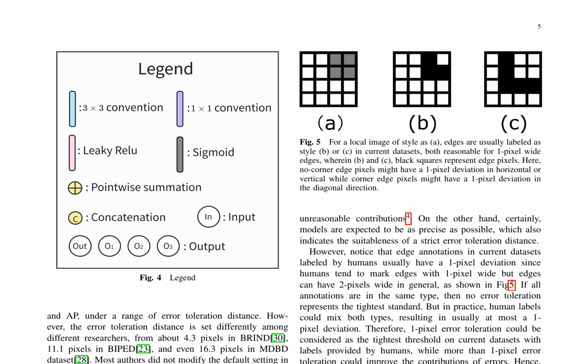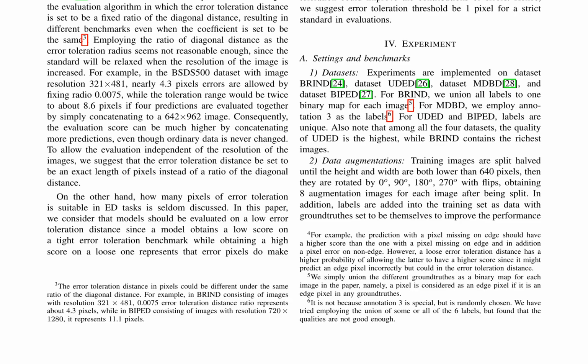The paper presents experiments on various datasets, including BRIND, UDED, MDBD, and BIPED, with specific settings and data augmentations. For instance, training images are split and rotated to obtain 8 augmented images for each image. Labels are added into the training set to improve performance. The authors emphasize the need for a standardized evaluation method that can accurately reflect the performance of edge detection models. They argue that a low error toleration distance is essential to ensure that models are precise and that errors do not make unreasonable contributions to the evaluation scores.